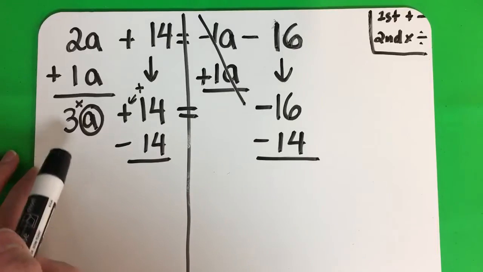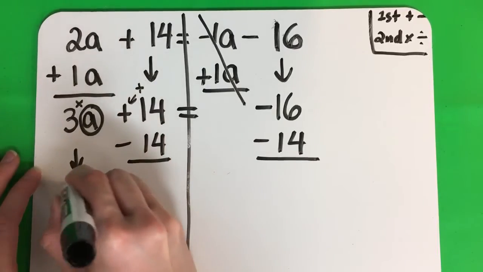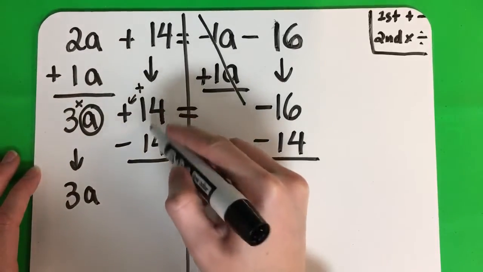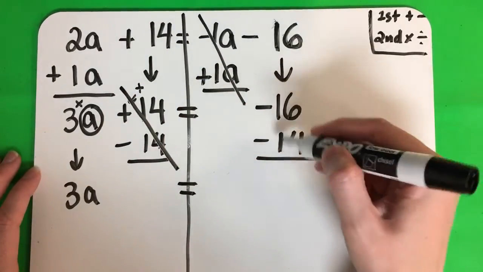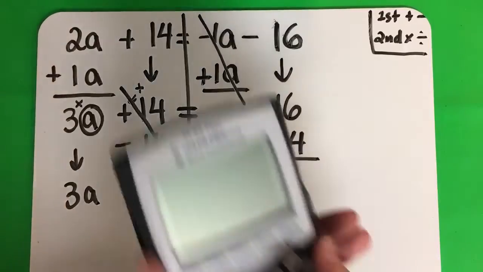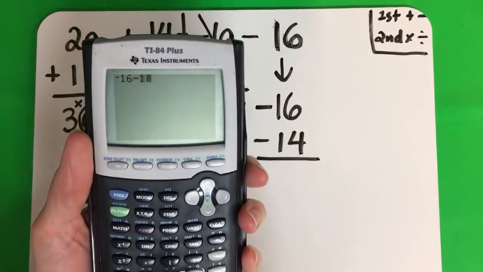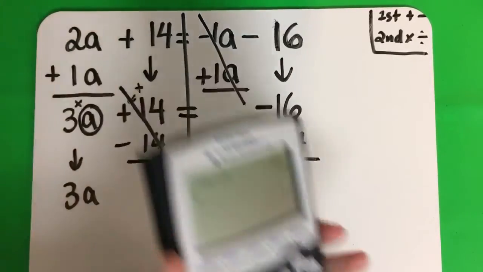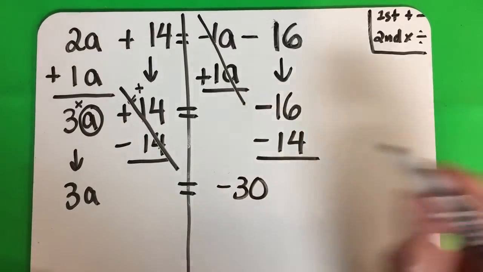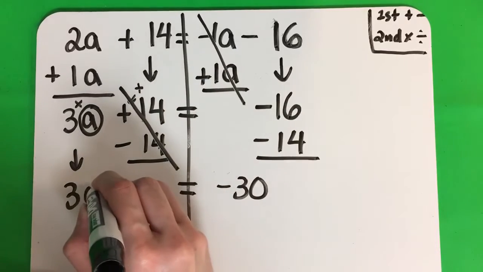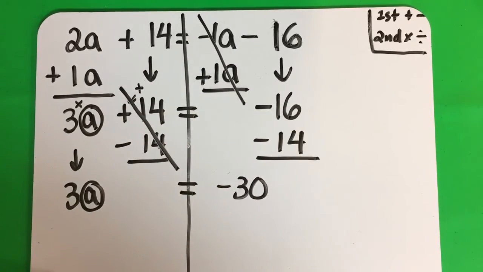Go back to the left. Here there's nothing, copy, 3A. 14 minus 14 is 0, cancel, equals. Negative 16 minus 14, negative 16 minus 14 is negative 30. I want A alone, circle A. Okay, what number with A? 3.